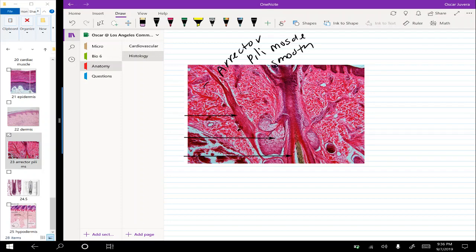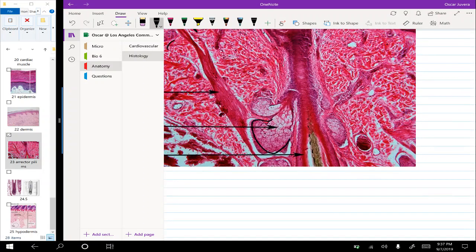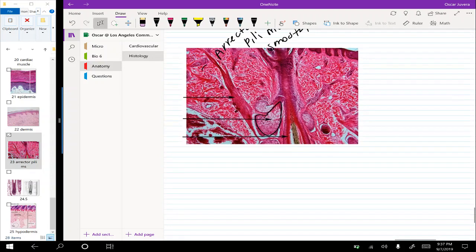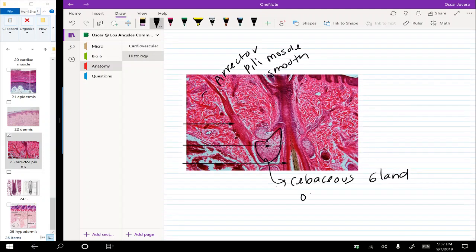Now, if I zoom in for you on this little gland, we call that the sebaceous gland. The sebaceous gland is responsible to secrete sebum, and the sebum is the oil. So don't say no, because people who say no, they're liars. If you have not showered for at least one day, you'll notice that your hair will go oily.